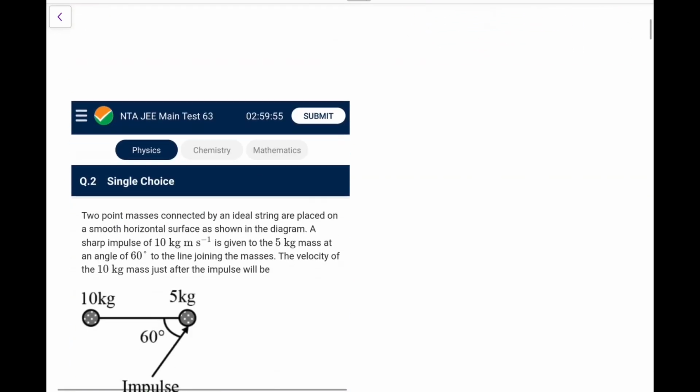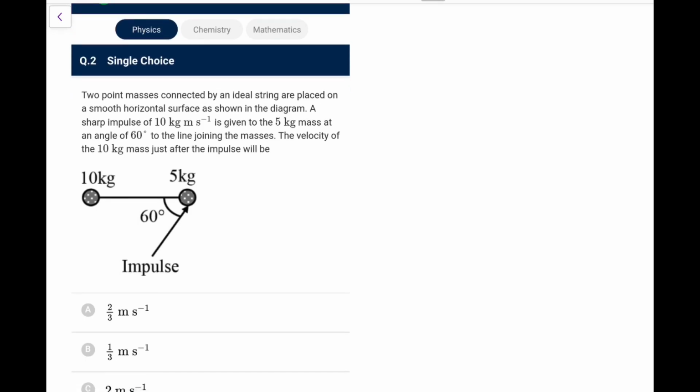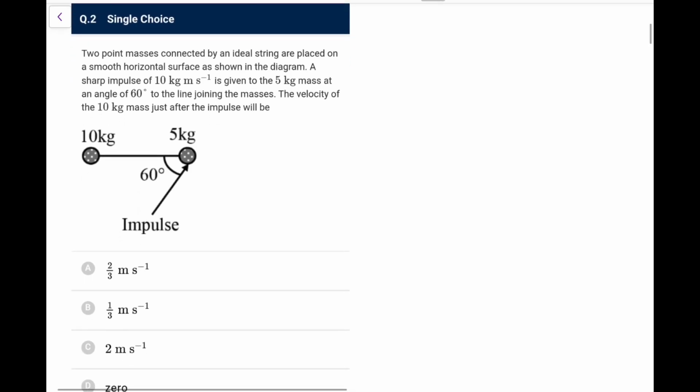Next, two point masses connected by an ideal string are placed on a smooth horizontal surface. A sharp impulse of 10 kg meter per second is given to the 5 kg mass at an angle 60 degree to the line joining. Find the velocity of the 10 kg mass just after the impulse. So what happens? Because it is an ideal string, the velocity components along the length of the string must be the same for all, because this length will remain the same.